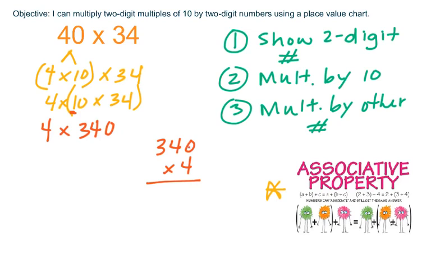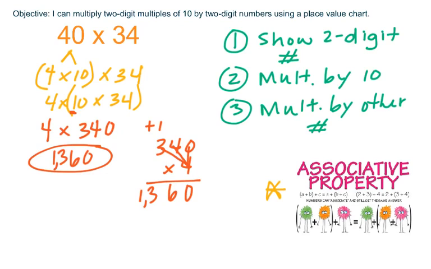So I know that 4 times 0 is 0. 4 times 4 is 16, carry the 1. And 4 times 3 is 12, plus 1 is 13. So I have 1,360 as my answer for 4 times 340. So I completed this part. When I multiplied by 10, that's where I got this number. And then I just multiplied by 4, and that's how I got my final answer of 1,360.